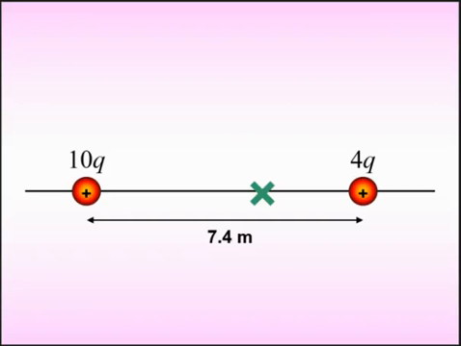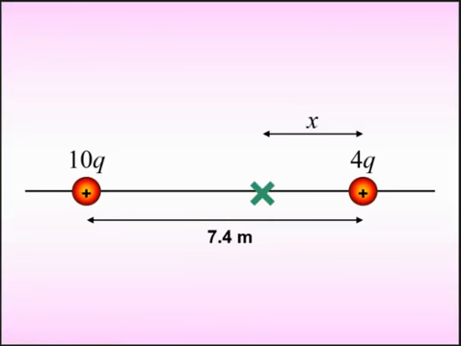The whole thing is 7.4. This one took x. So how much is left for this one? 7.4 minus x. There you go. Why use two unknowns when you can just use one? Exactly. So there we go. That's an F. By the way, could I have called this one S?